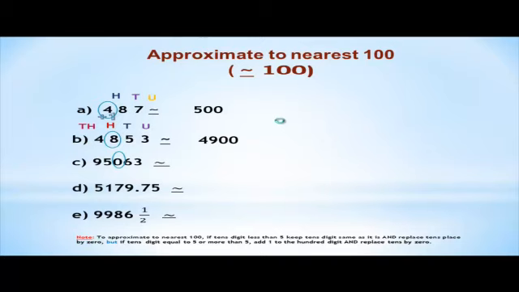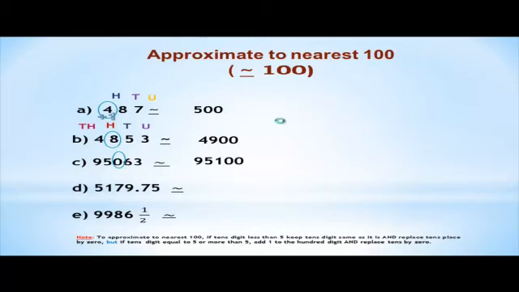Letter C. I have 95,063. Determine the hundreds here. The hundreds digit here is 0. So look at the digit before the 100. I found 6. 6 is a strong number, so give 1 to the 0. So the result will be 95,100.